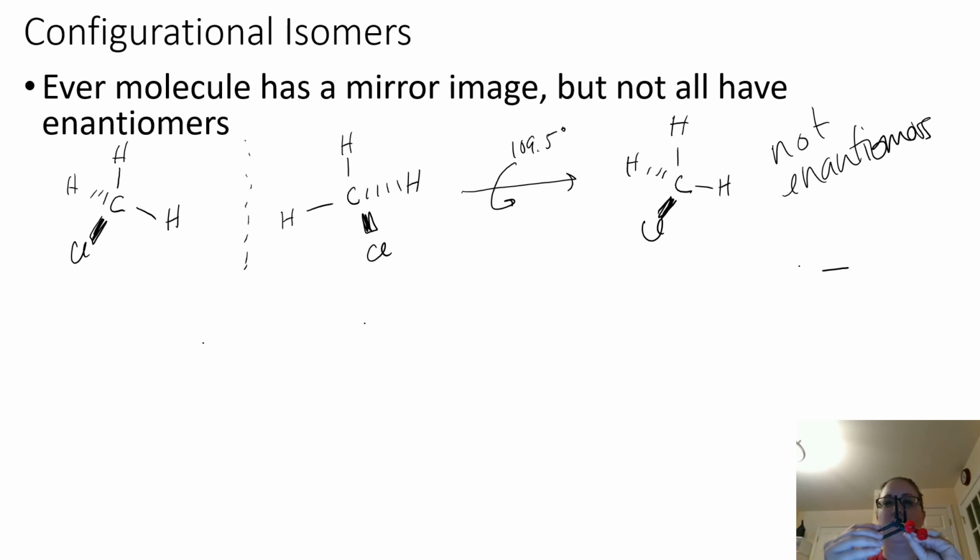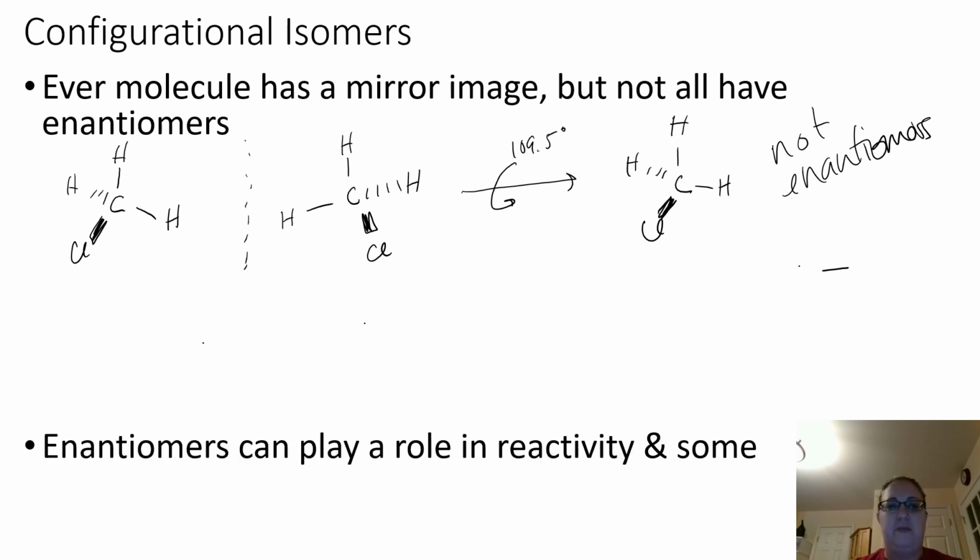So you need to make sure that when you draw the mirror image, you rotate it as many ways as you possibly can before you determine if you have an enantiomer. Because if you can rotate that mirror image and make it superimposable on the first structure, it is no longer considered an enantiomer. And remember, enantiomers cannot be superimposable. They're those non-superimposable mirror images. The reason we want to know about these enantiomers is because they are going to play a role in reactivity as well as some physical properties that we'll be discussing towards the end of this chapter.